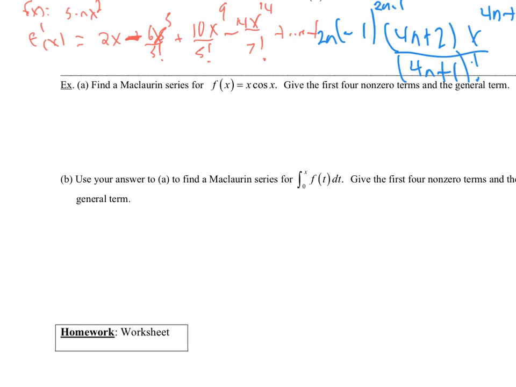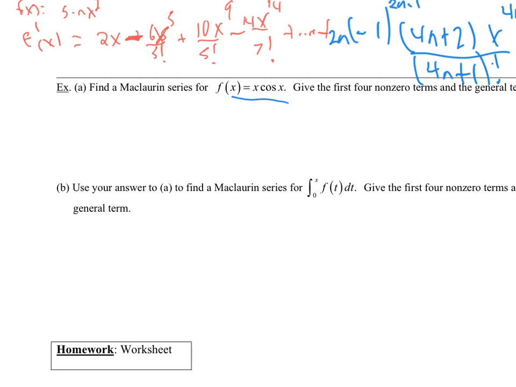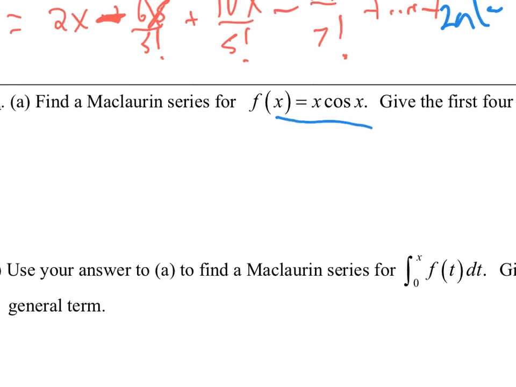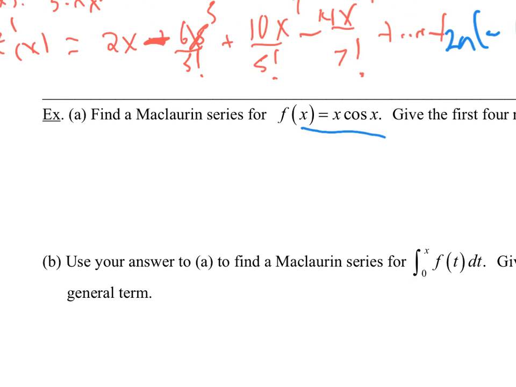Find a Maclaurin series for x cosine x, given the first non-zero terms, and he wants the general term. This would be terrible to do all those derivatives with product rules getting bigger and bigger.